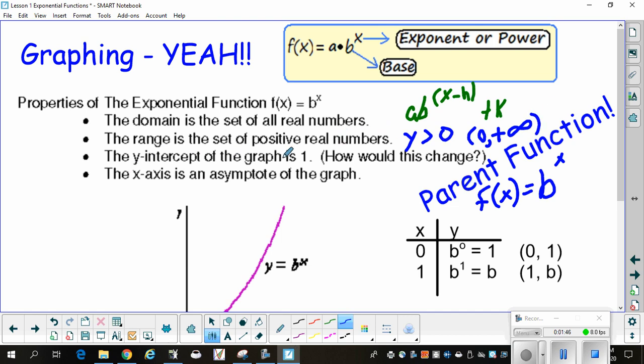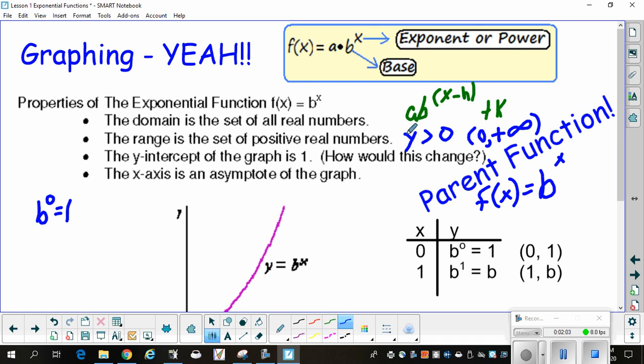The y-intercept of the graph is 1. Why? Because any base, it doesn't matter what it is, to the 0 power is equal to 1. I don't care what b is. If I raise any value to the 0 power, I'm going to get 1.